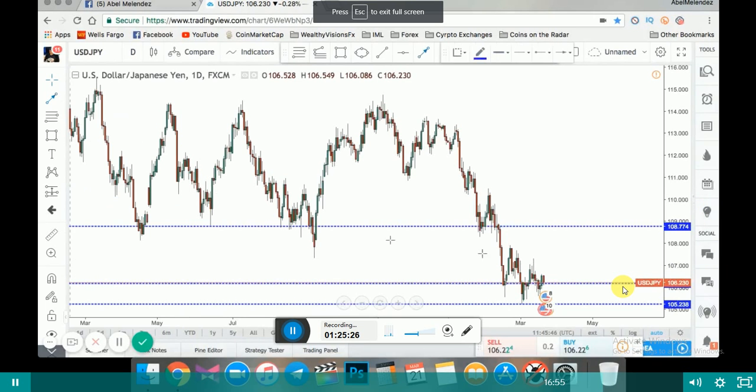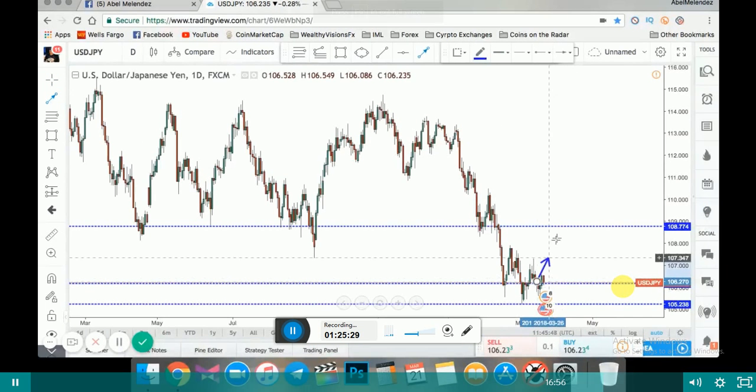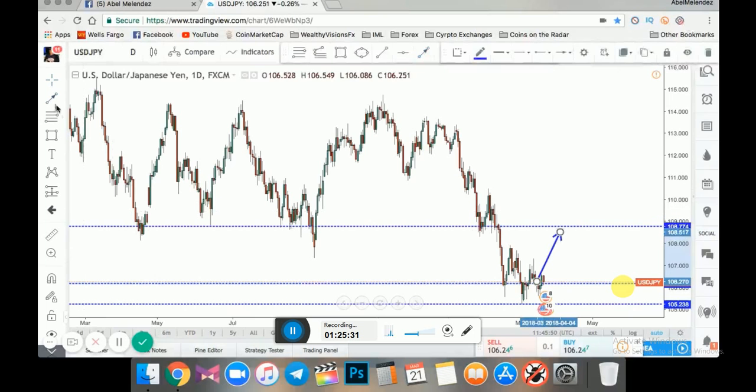We could possibly expect a break to the upside, right? And then possibly a push back down for the overall sell, right? And this matches up with the dollar index.